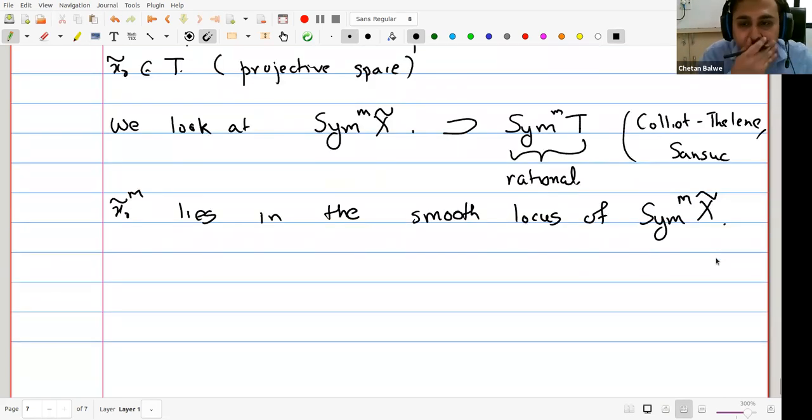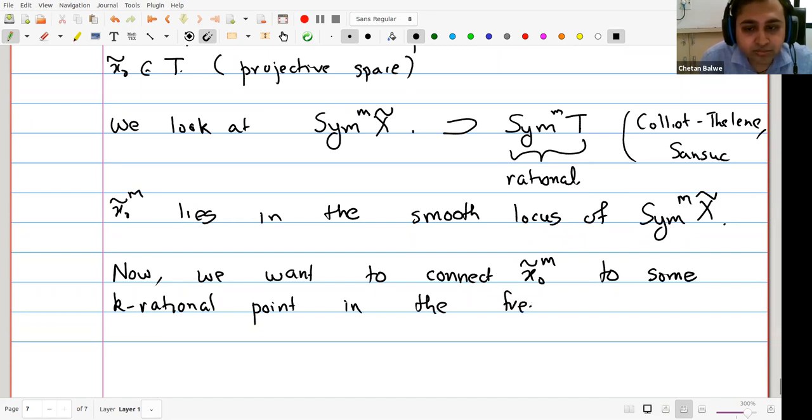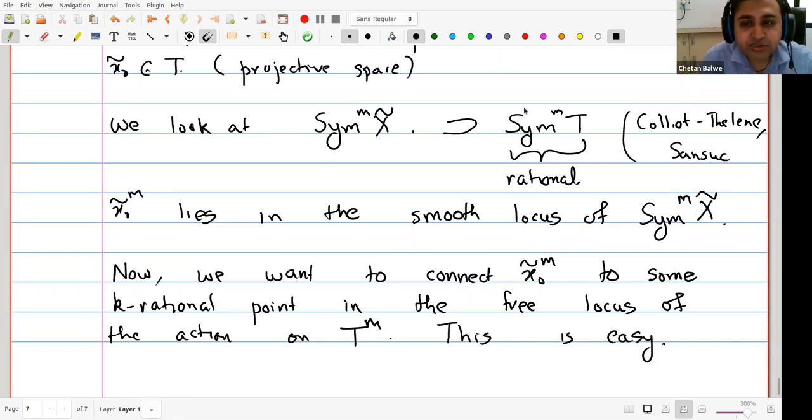Now the trick is that we want to connect x naught tilde to the m to some k rational point in the free locus of the action on T to the m, but this is easy, because this is basically just a projective space.